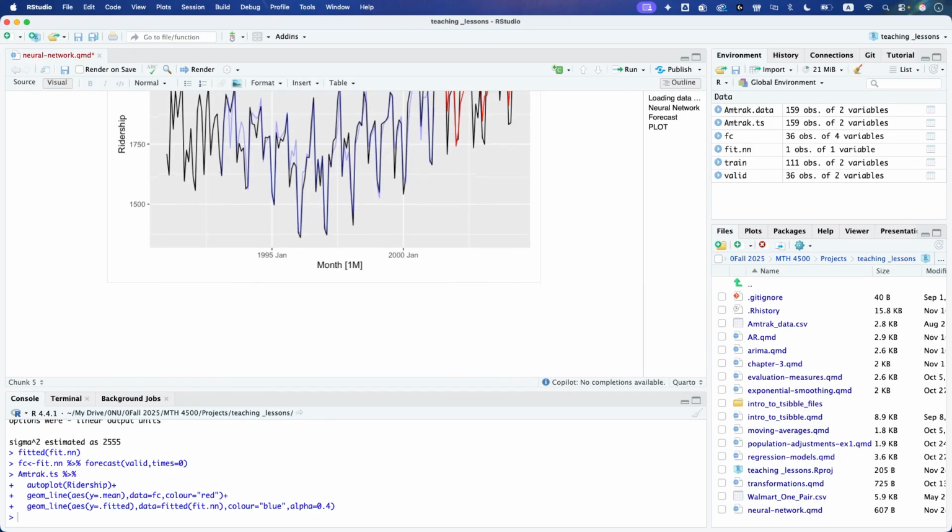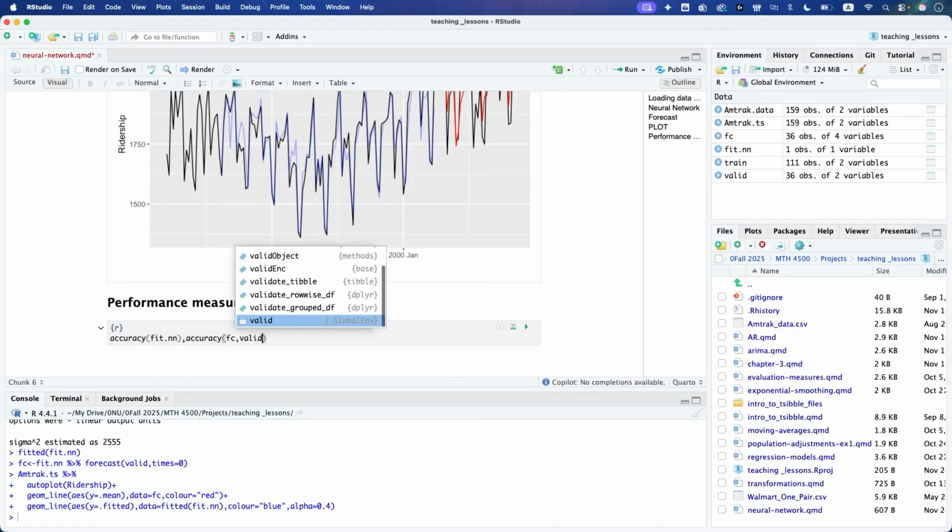So to know how this does, we can look at the accuracy, right? We can look at the performance measures, and actually we can compare the accuracy on the validation and on the training. So let me find the accuracy on the training. Let me add the accuracy on the validation. Okay. Let me bind them, put them together. So let's bind rows, combined rows. Okay, here we go.